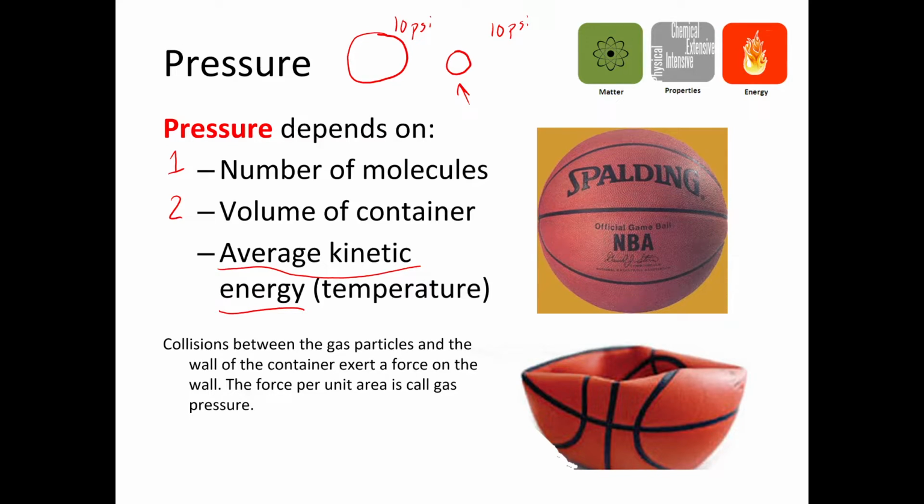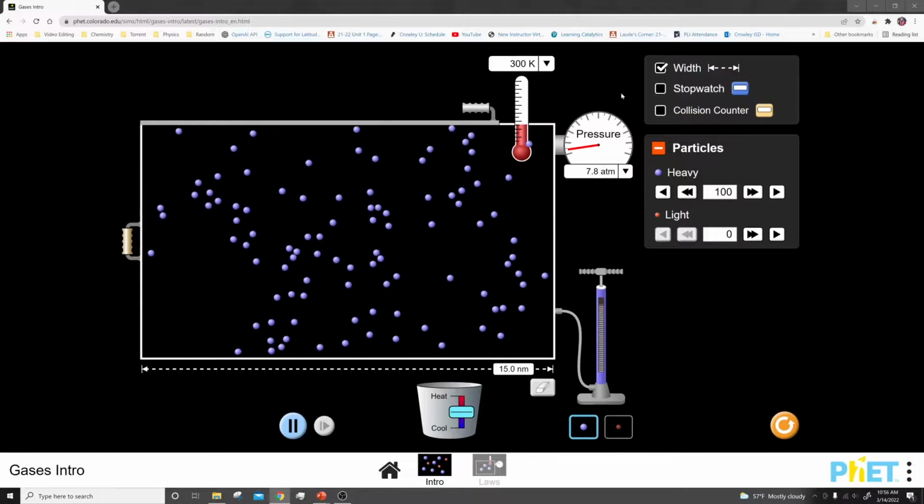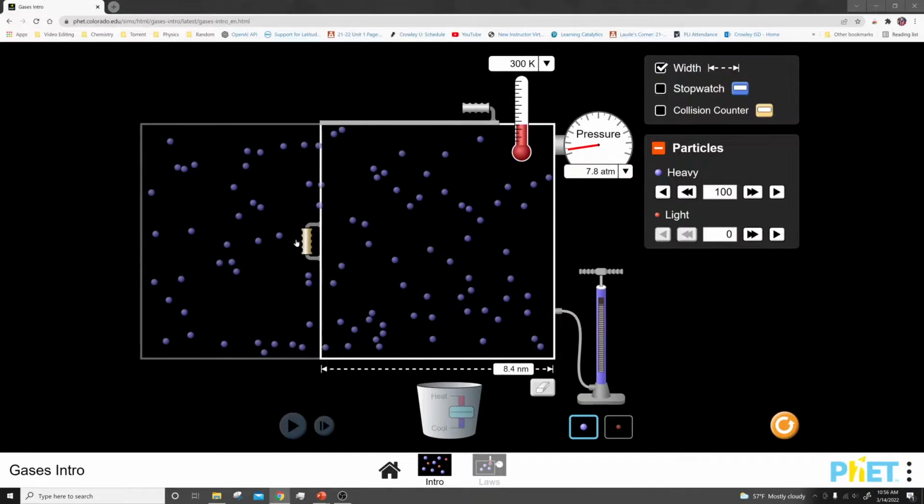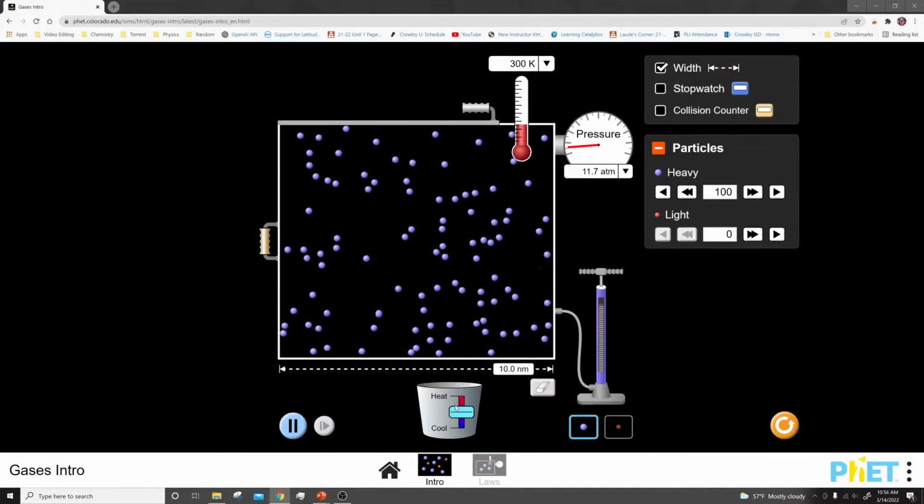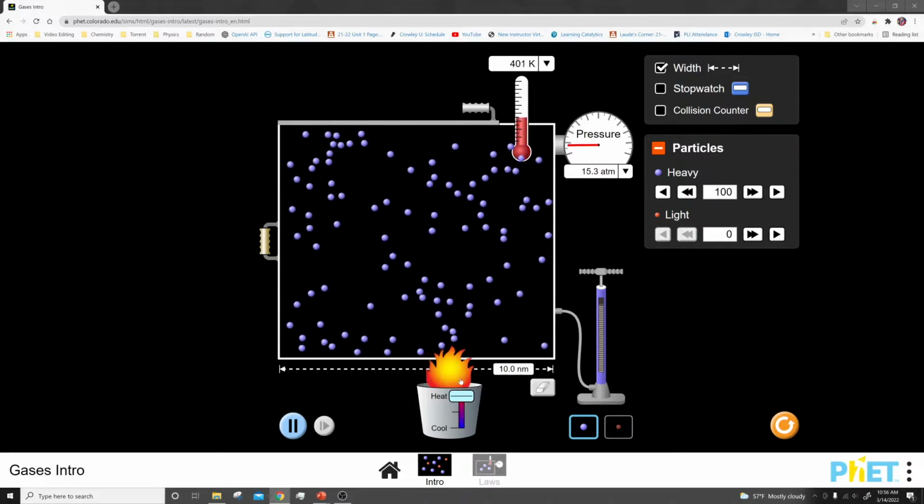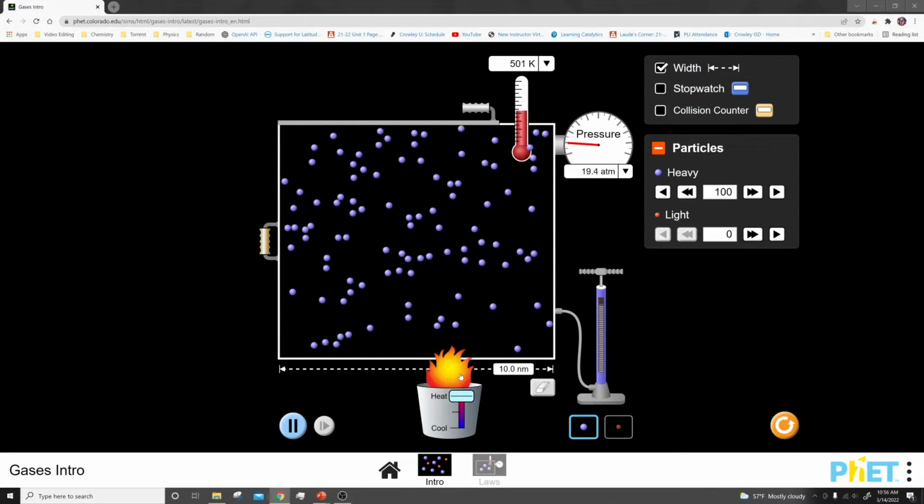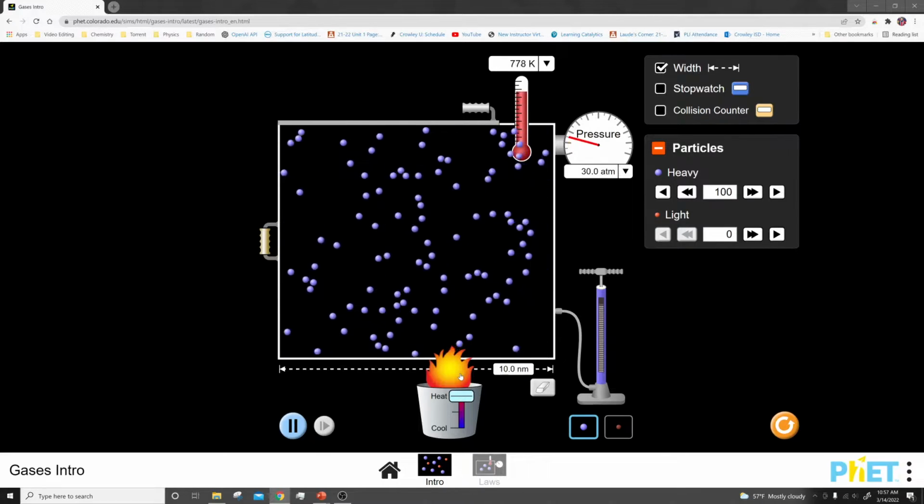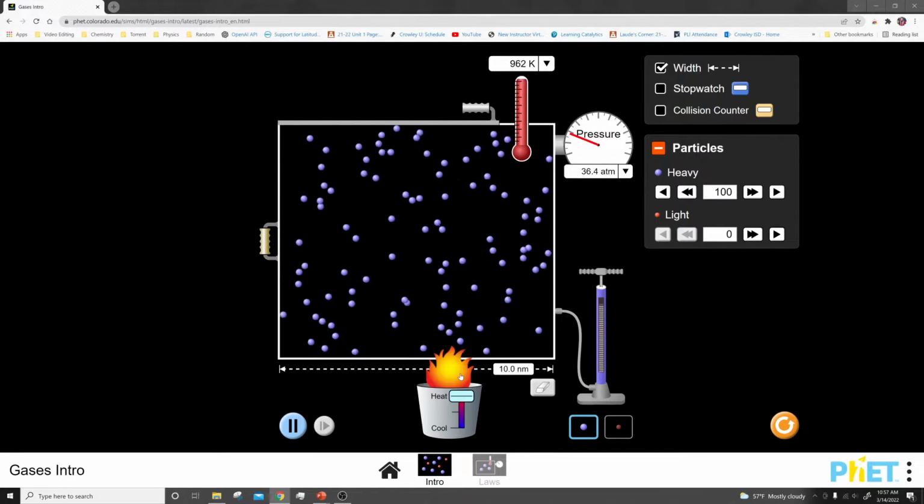As you increase the temperature of a container, we can go back to that container that we were just talking about. So over here, our temperature right now is at 300 Kelvin. Let's cut our volume. Bring it back down to 10. If we increase the temperature of our container, what happens to our pressure? First of all, our molecules are moving faster. Also, our pressure is increasing.